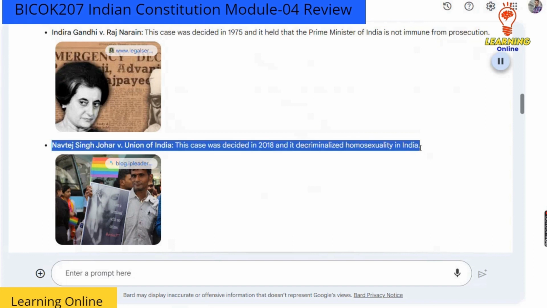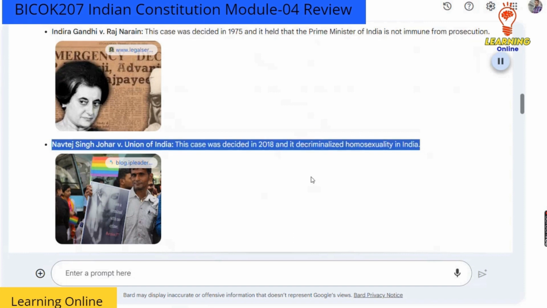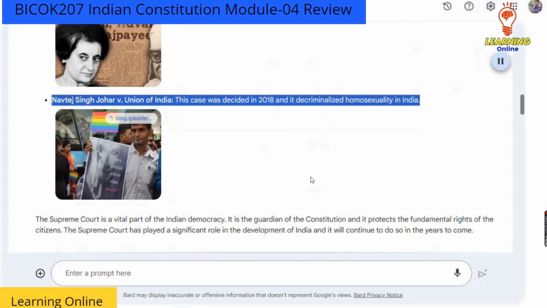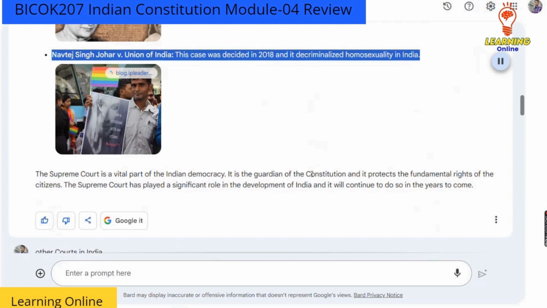Navtej Singh Johar versus Union of India. This case was decided in 2018 and it decriminalized homosexuality in India. The Supreme Court is a vital part of the Indian democracy. It is the guardian of the Constitution and it protects the fundamental rights of the citizens. The Supreme Court has played a significant role in the development of India and it will continue to do so in the years to come.